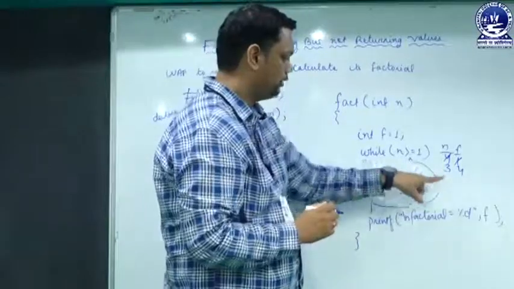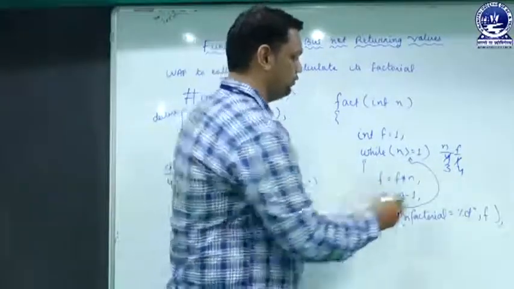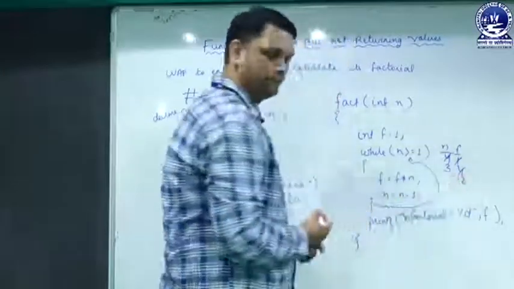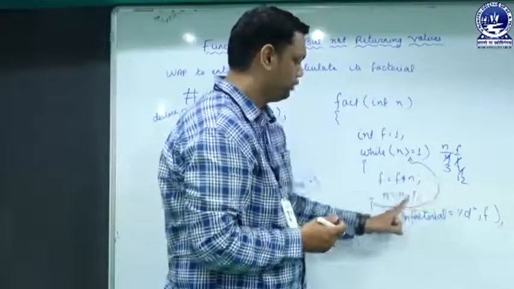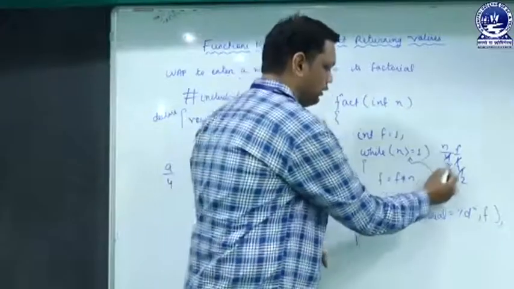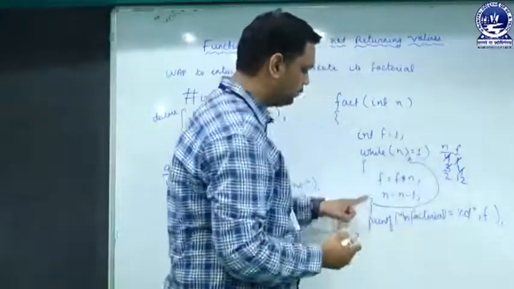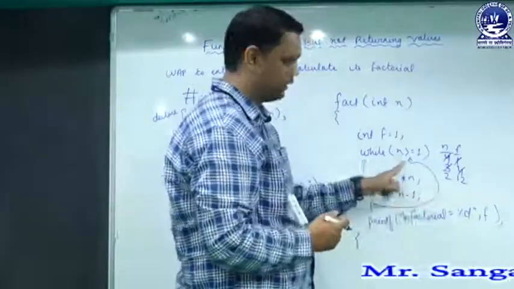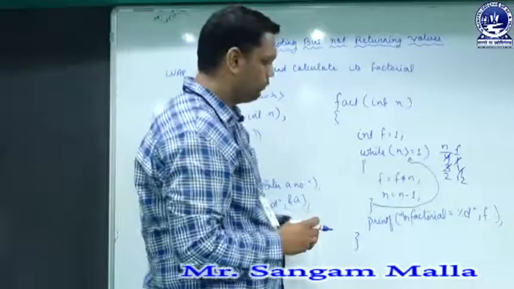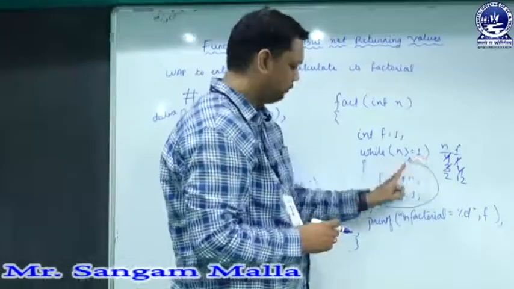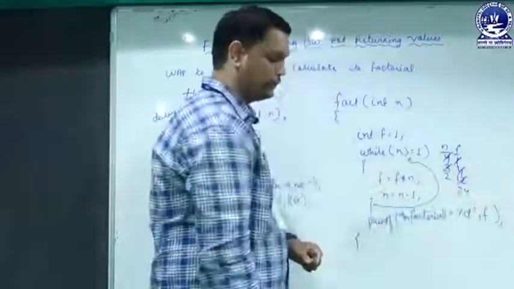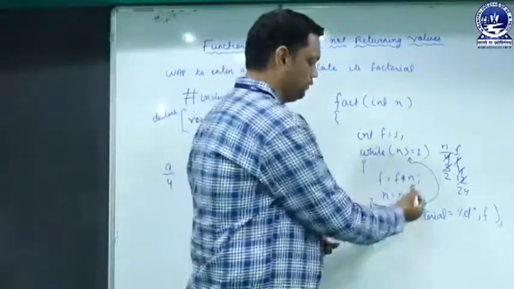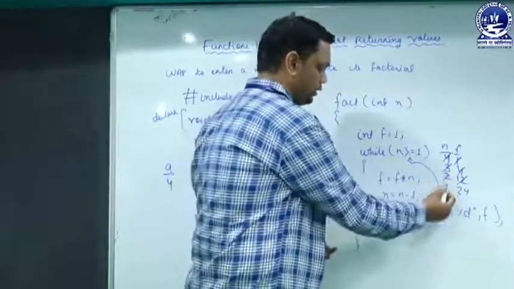here, f into n, 4 into 3, 12, it will be stored in f. n equal to n minus 1, so the value of n was 3, so 3 minus 1 is 2, 2 will be stored in n. So when it comes here, it will be redirected to this one, n will be greater than or equal to 1, yes 2 is greater than or equal to 1, f into n, 12 into 2, 24 will be stored in f. Now n equal to n minus 1, the value of n was 2, 2 minus 1 is 1.